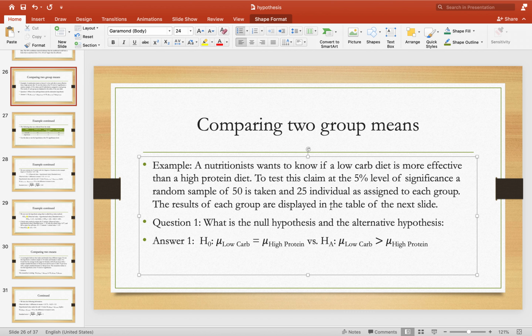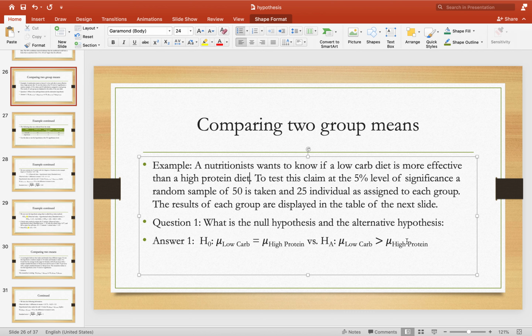And the alternative hypothesis is what the researcher wants to establish. So the researcher wants to know if the low carb diet is more effective, that on average people lose more weight than the high protein diet. Okay. Now, the alternative hypothesis comes in one of two flavors. One flavor being this one, that the mean of one group is bigger than the mean of the other group, and you just have to figure out which groups those are, okay?